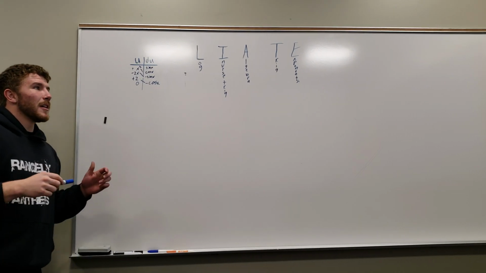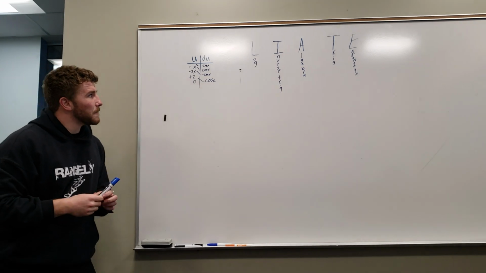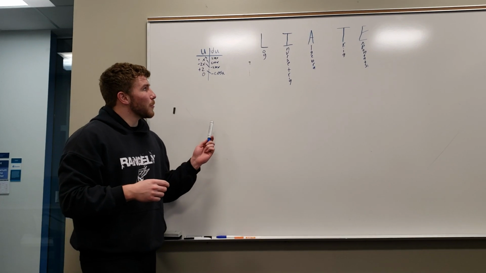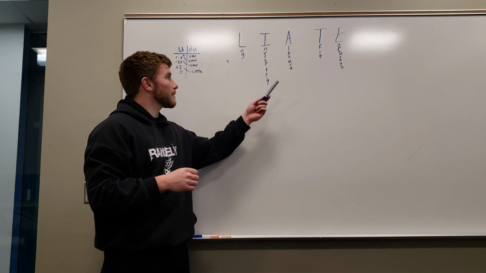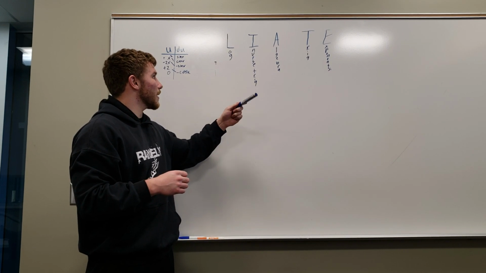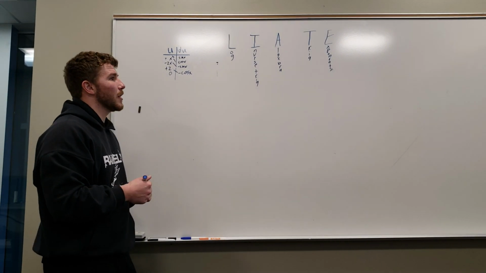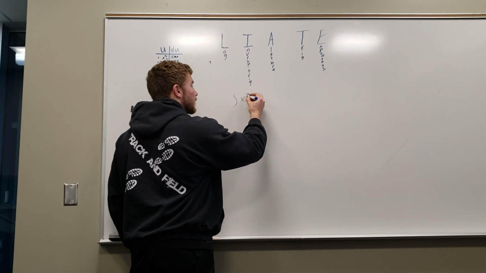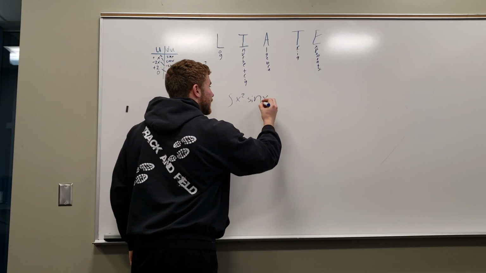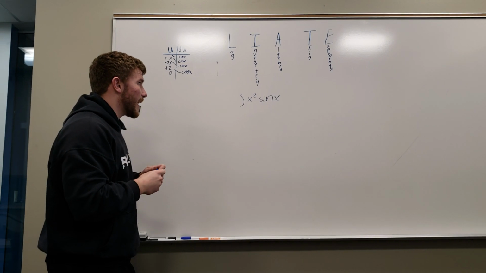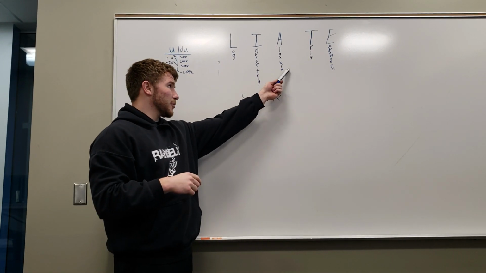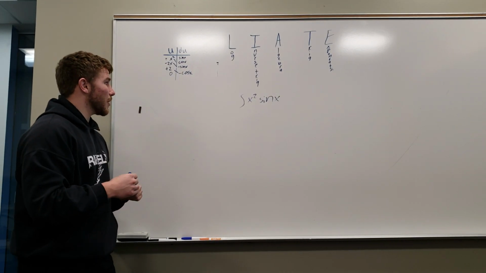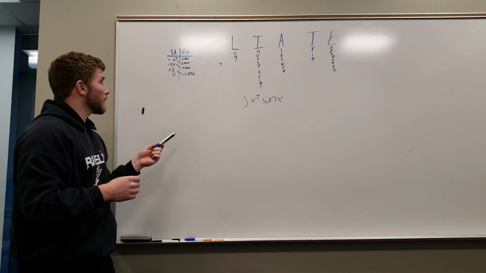So how it works is when you get your exam or your problem, you go through the letters, and whatever piece of it comes first, that's what's going to be your u. So for example, in this problem, x squared times sine x, x squared is an algebra piece, and sine x is a trig function piece. So x squared would be your u.